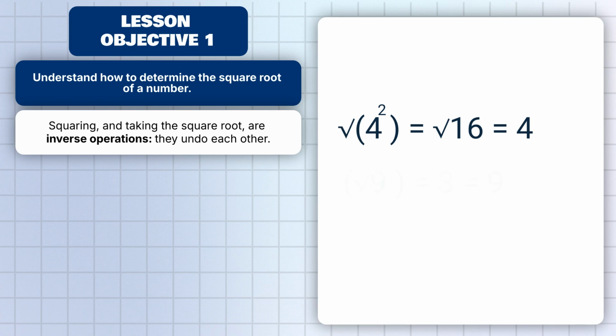Similarly, if you start with a square root and then square it, you get back to the original number that you started with. For example, the square root of 9, squared, is 9.